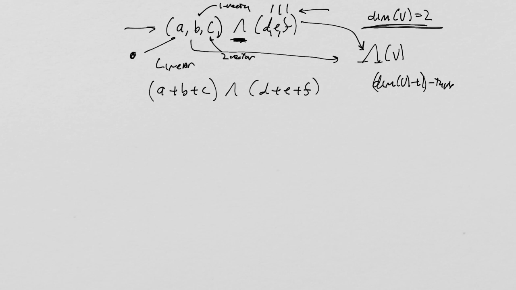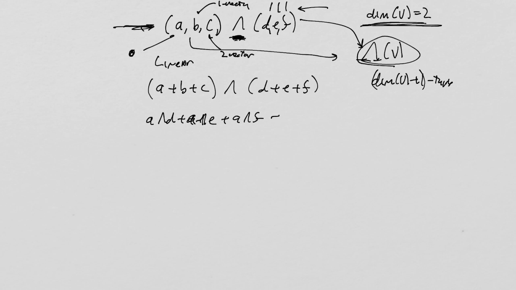Okay, so now if I convert this, because I want to study the wedge product of 2 arbitrary elements of the algebra, I think of it in terms of this, and then immediately I can say, okay, a wedge d plus a wedge e plus a wedge f plus b wedge d plus b wedge e plus b wedge f plus c wedge d plus c wedge e plus c wedge f. Right, and then I start looking at it.